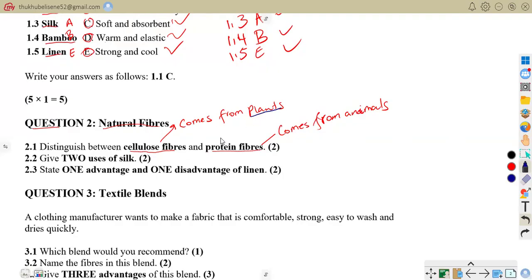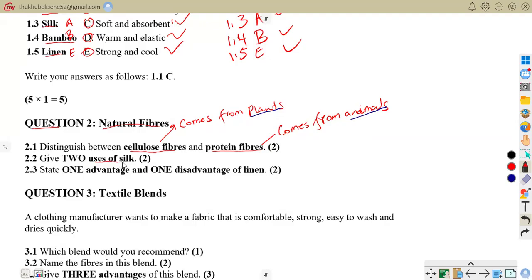Cellulose fiber comes from plants because they are obtained from plant sources such as cotton, linen, and bamboo. But protein fiber comes from animals because they are obtained from animals, such as wool from sheep and silk from silkworms. So the difference is that the one comes from plants, the other from animals.